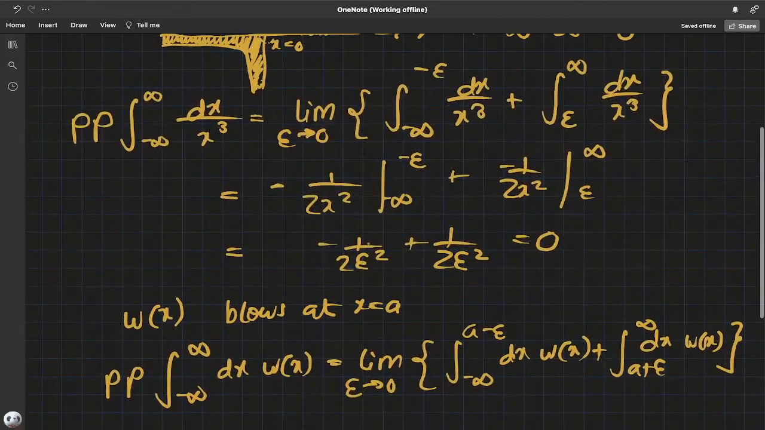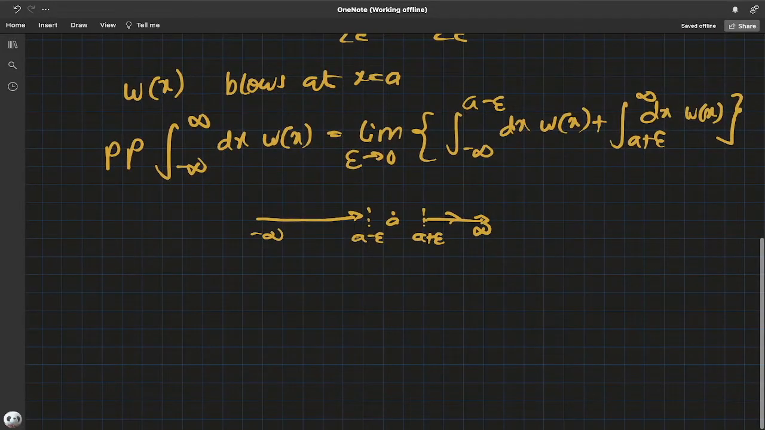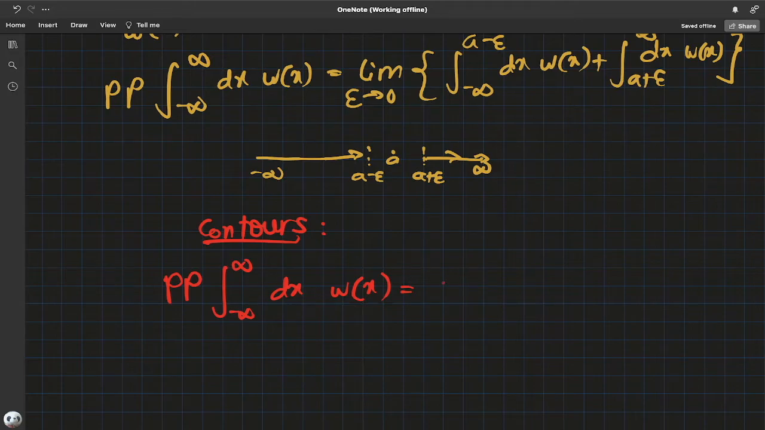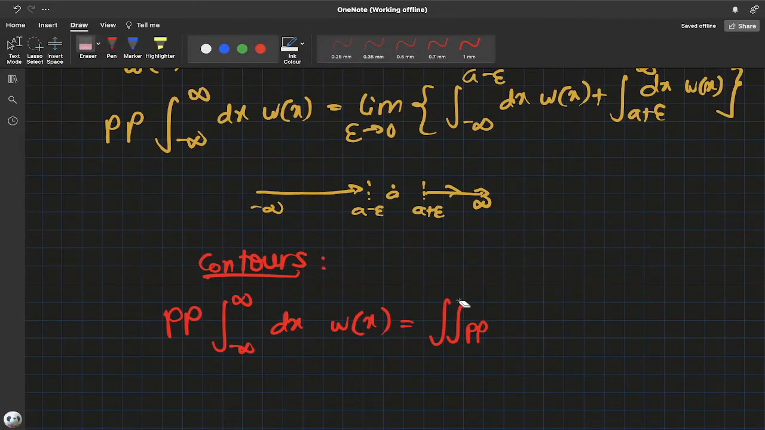Now we would like to extend this method to contours, and then our principal parts will now be called Cauchy principal part. So let's extend it to contours, complex analysis basically. So principal parts of a real integral, because you can convert a real improper integral like this into a contour integral. I didn't need the second integral. I'm sorry, it was just a slip of hand.